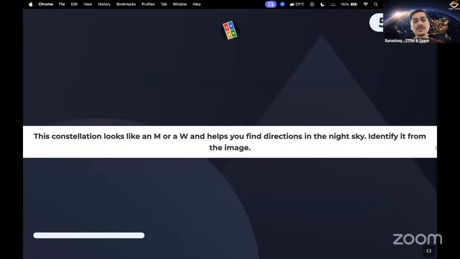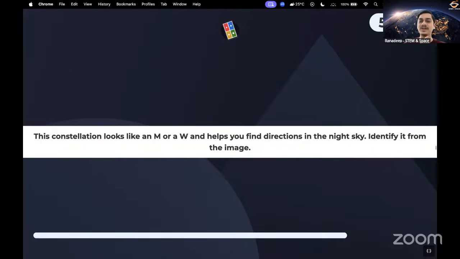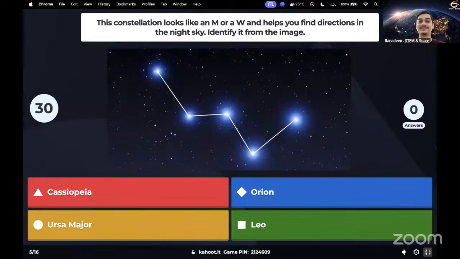This constellation looks like an M or a W and helps you find directions in the night sky. Identify it from the image.